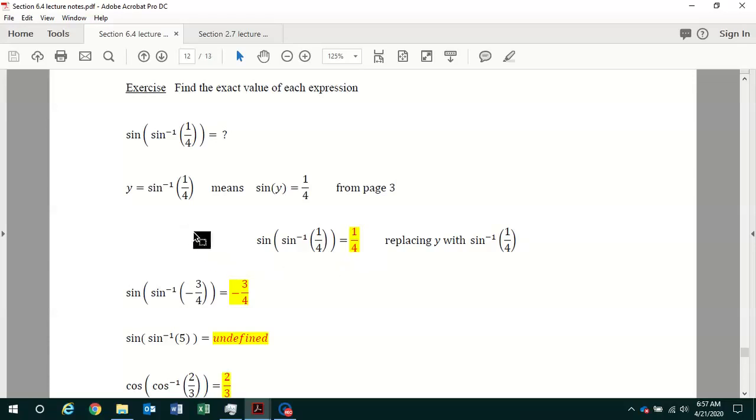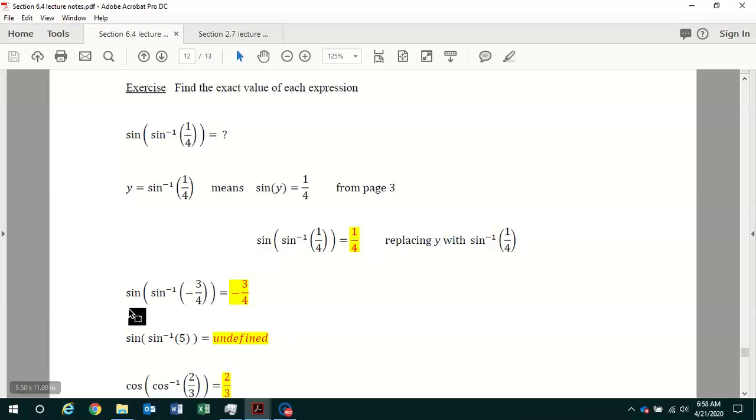Now, in the examples that we're going to be working, where the trig function is the outer function and the inverse trig function is the inner function, as long as that number going into the inverse trig function is in the domain of the inverse trig function, the trig function and its inverse will cancel in the composition.